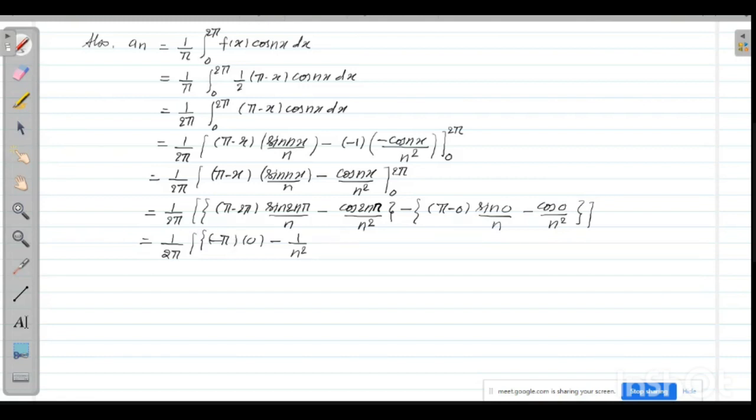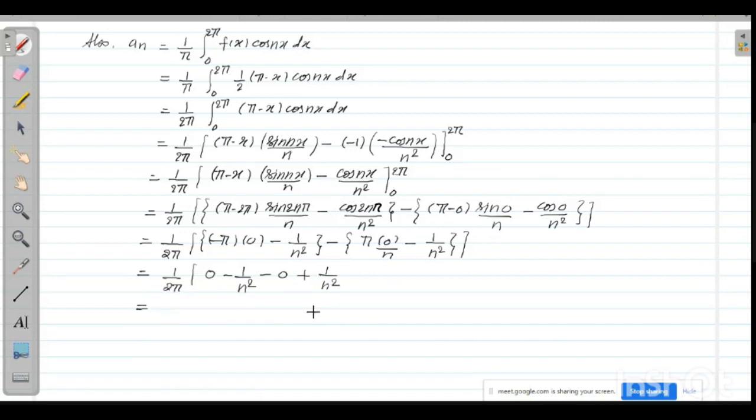Okay, just put the bracket over here, and minus sine 0 is what? 0, so this becomes pi times 0 by n. Okay, and minus cos 0 is what? 1, so we write 1 by n square, and write down one more step. So 1 upon 2 pi, 0 multiplied by anything is what? 0, minus 1 upon n square. Okay, 0 multiplied by anything is 0, so we write here minus 0, and this becomes plus 1 by n square.